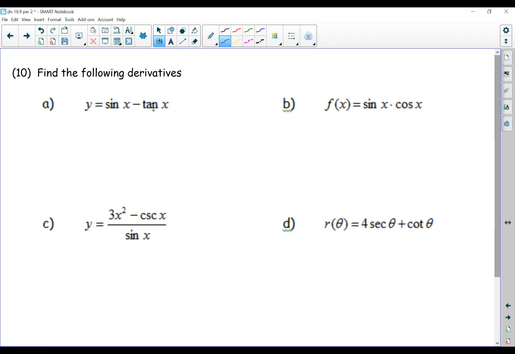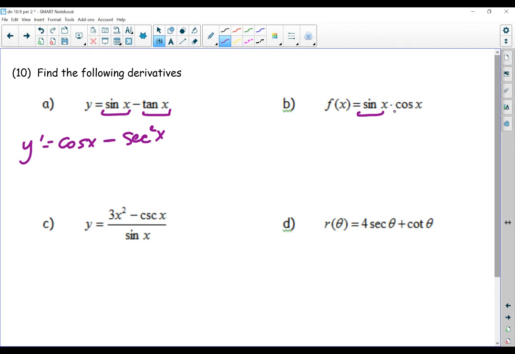So if I wanted to find the derivative here, I see it's a trig function with sum and difference. I just take the derivative of each piece. The derivative of sine, cosine. The derivative of tangent minus the derivative of tangent is secant squared x. We're done. That's it. Okay. Gotta love a sum and difference.